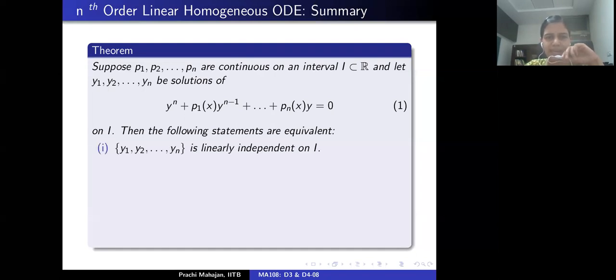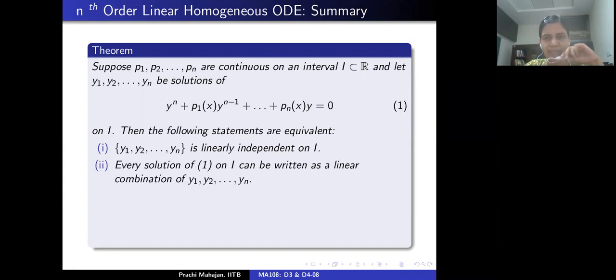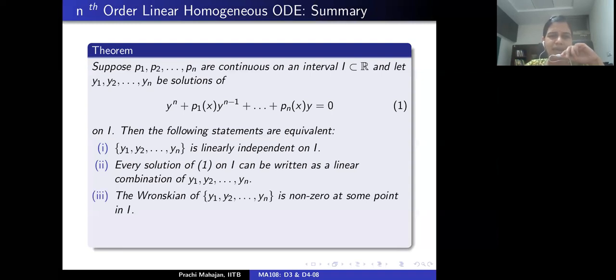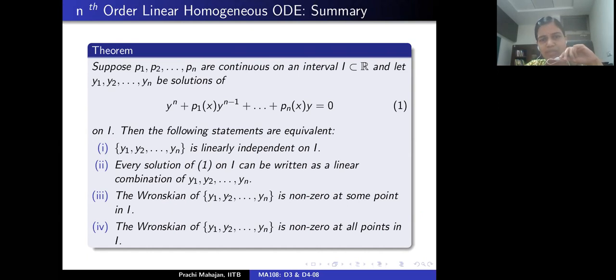The first one says that the set y1, y2, ..., yn is linearly independent on the interval I. This is equivalent to saying that every solution of equation 1 can be written as a linear combination of y1, y2, ..., yn. We are invoking the dimension theorem here: I have n linearly independent solutions, so that must be the basis, correct? Statement 3 is that the Wronskian of y1, y2, ..., yn is non-zero at some point in I. We just proved this in the beginning of the lecture today. And by Abel's formula, this is equivalent to saying that the Wronskian is non-zero throughout the interval I. Is this okay?